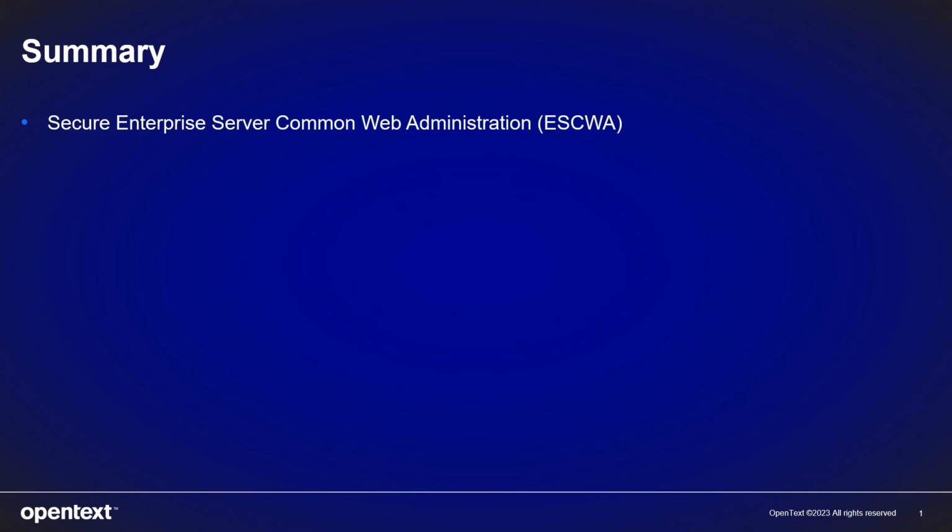To summarize, this video has shown how to add an external security manager definition to secure ESCWA. The process of securing MFDS and enterprise server regions were also shown. For more information on the configuration of security in ESCWA, MFDS, and ES regions, please refer to the documentation links provided in the description of this video.